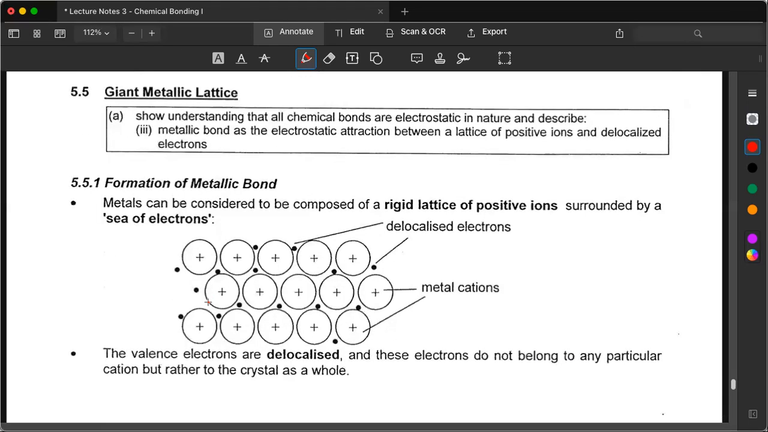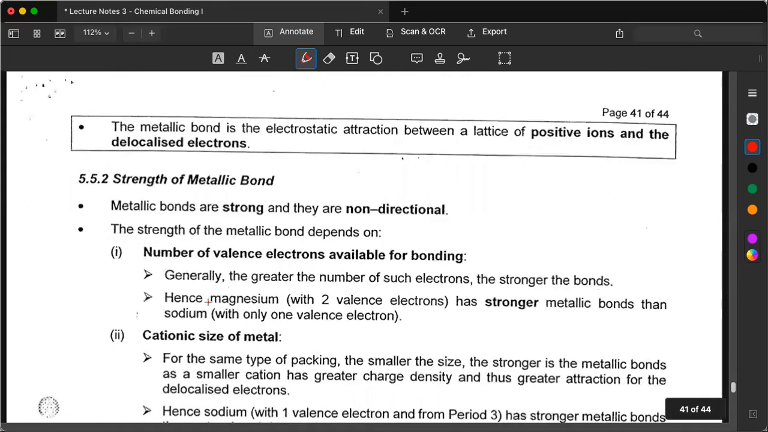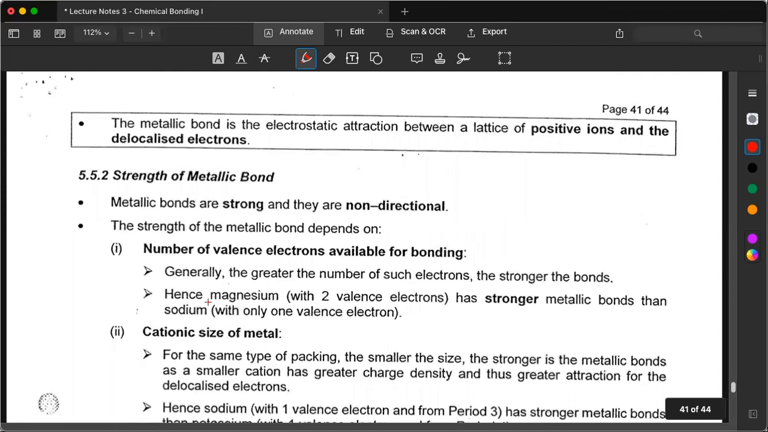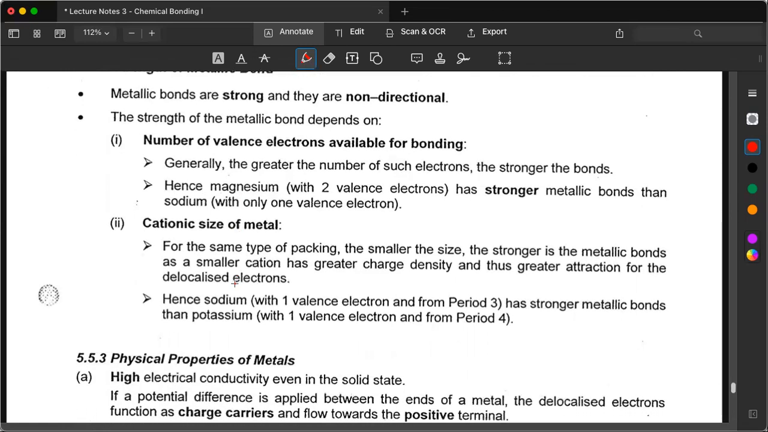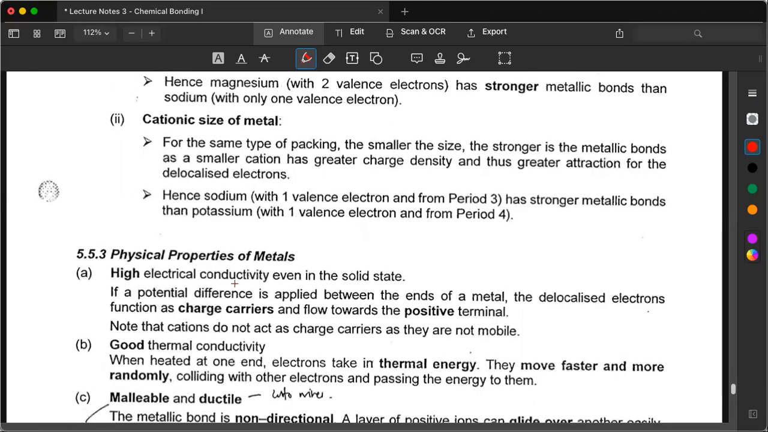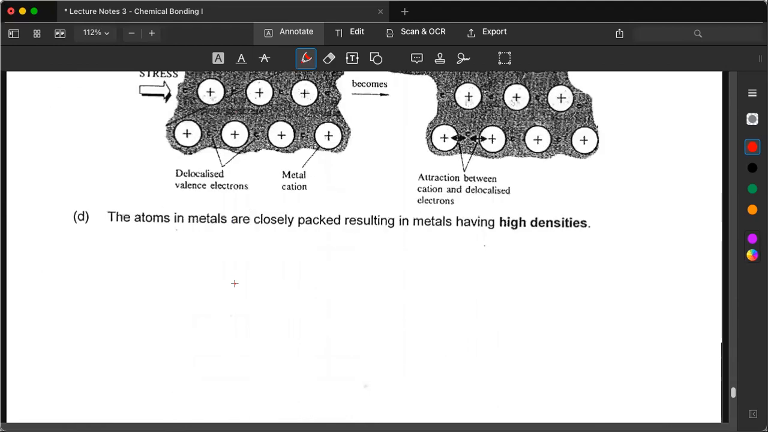Giant metallic lattice, the last one, has the metallic bond. I shall not go into it anymore. And what are the factors affecting the strength of the metallic bond? It is determined by the number of valence electrons: the more, the stronger. The size of the cation: the smaller, the stronger. And the physical properties of metals, you can just read through yourself. It's exactly the same as O level.